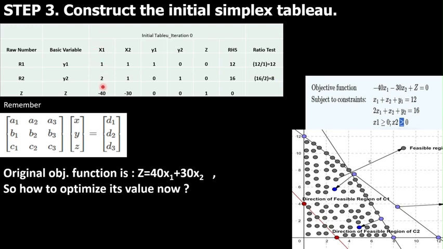So we know now that x1 should enter the basic variable set, y2 should leave because it has the minimum value in the ratio test or the minimum test, and we need to generate the next iteration or the next tableau.